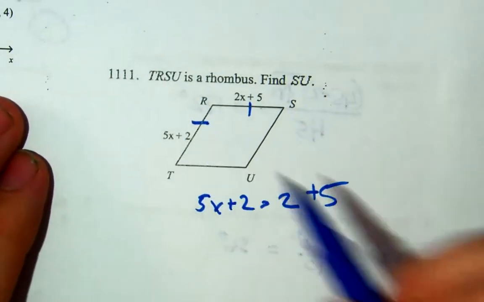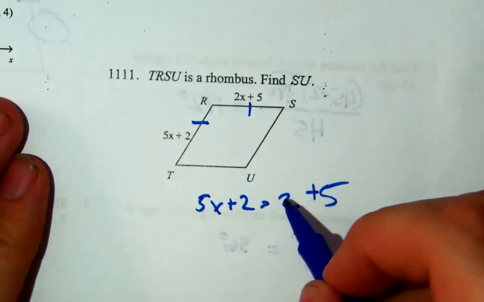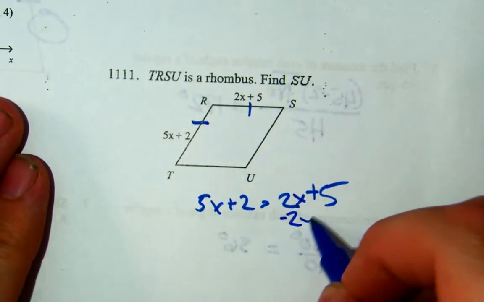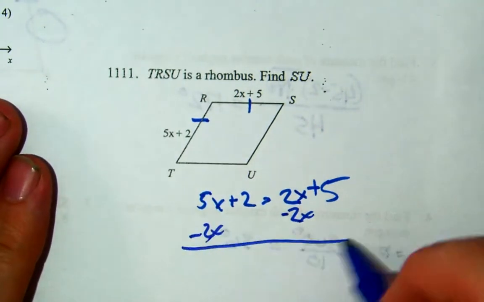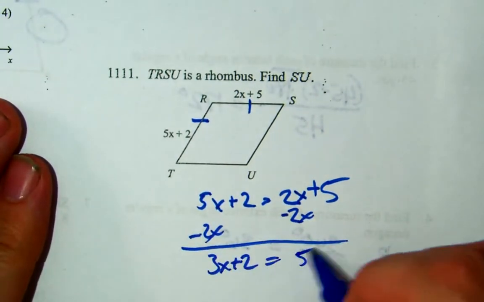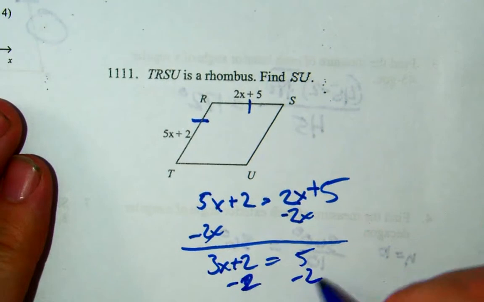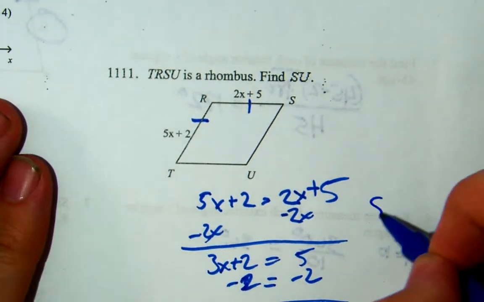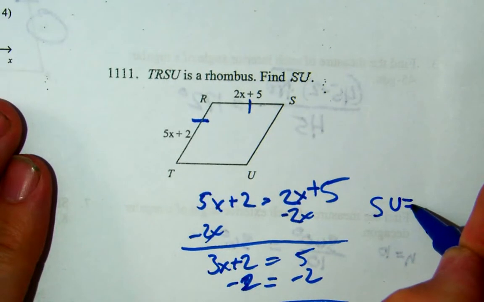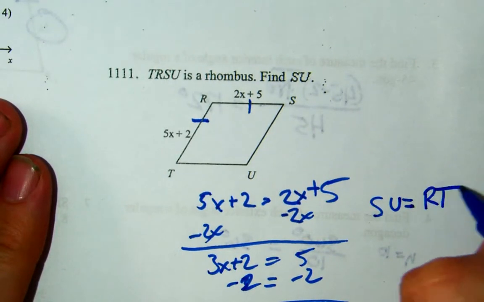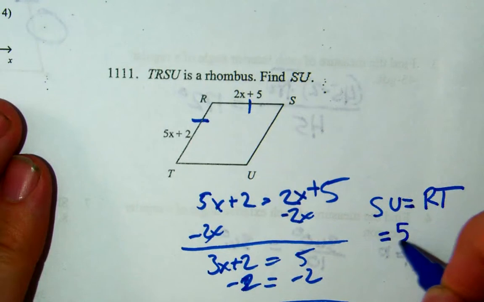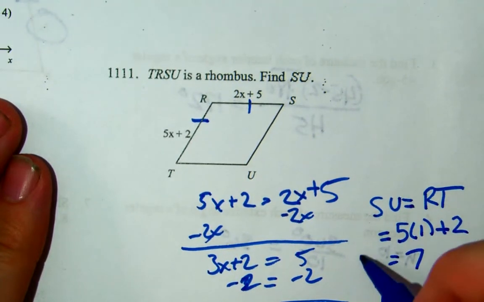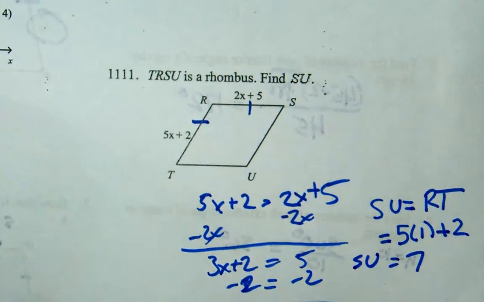Now here, it's a rhombus, so the sides are equal to each other. So 5x plus 2 equals 2x plus 5. Subtract 2x from both sides. 3x plus 2 is equal to 5. Minus 2, minus 2. 3x is equal to 3, so x equals 1. But we want SU. SU is equal to RT, which is equal to 5 times 1 plus 2, which is equal to 7. So SU is equal to 7.